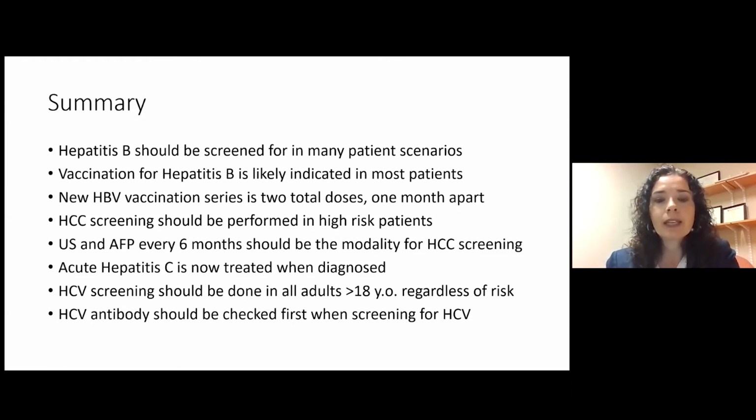Acute hepatitis C is now treated when diagnosed, and that is a change within the past year. HCV screening should be done universally in all adults greater than the age of 18, regardless of risk, and that is a change. And hepatitis C antibody should be checked initially when screening for hepatitis C.